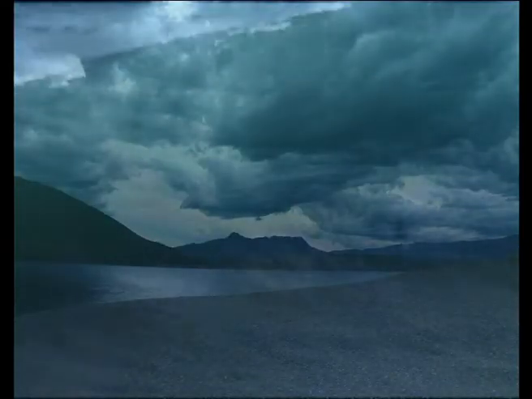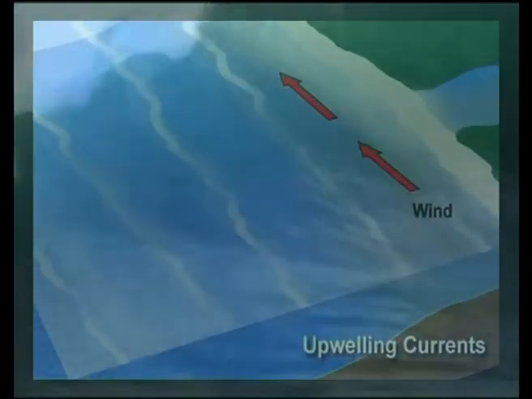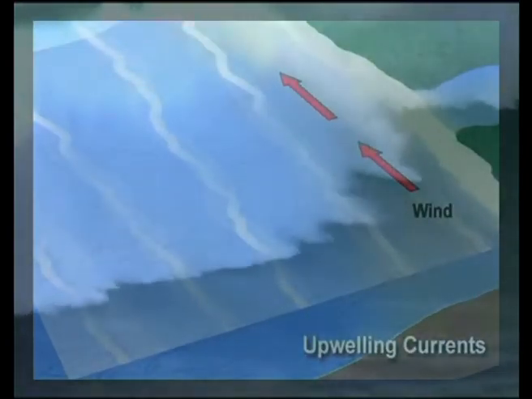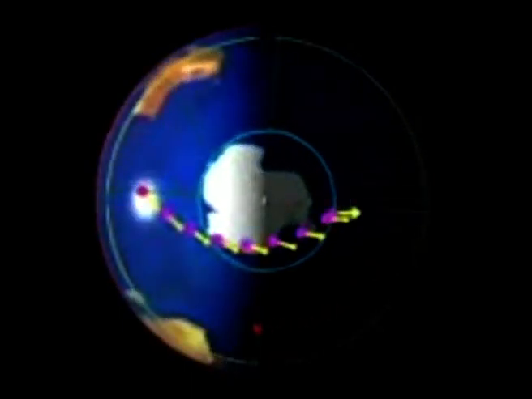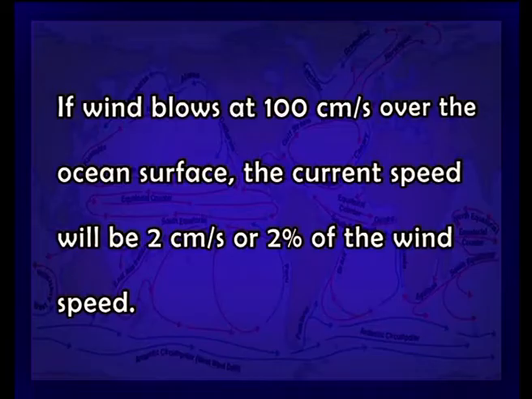When wind blows over the ocean surface, due to friction it drags the water. The movement of water is to the right of the wind direction. Due to Coriolis force, the direction of the water movement is obliquely right, that means 45 degrees to the wind direction. One rule of thumb to be remembered is that the current speed is 2% of the wind speed. For example, if wind blows at 100 centimeters per second over the ocean surface, the current speed will be 2 centimeters per second, or 2% of the wind speed.